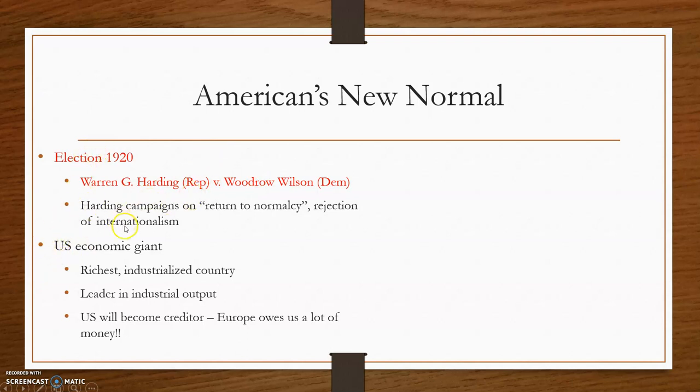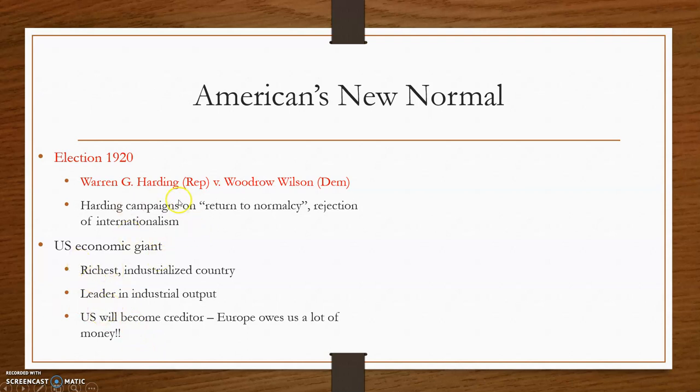So, I talked about this before and why this matters. The US after World War One is going to become an economic giant. Not as big as it will be after World War Two, because, spoiler alert, we've got the Great Depression coming. But right now, the US is the richest industrialized country that hasn't been bombed to pieces, other than the United Kingdom. So it is the leader in industrial output, and the US is going to become the big creditor, meaning people, mainly Europe, are going to owe us a lot of money.